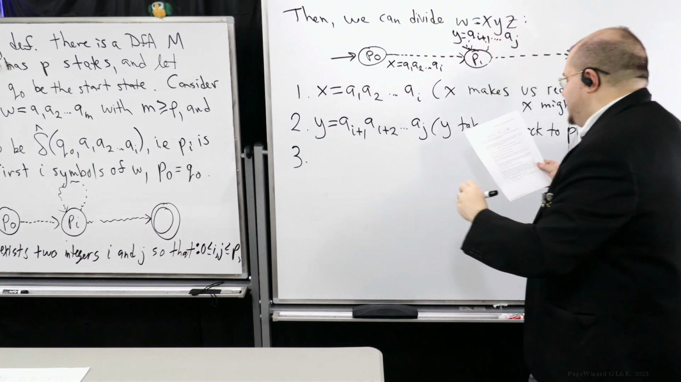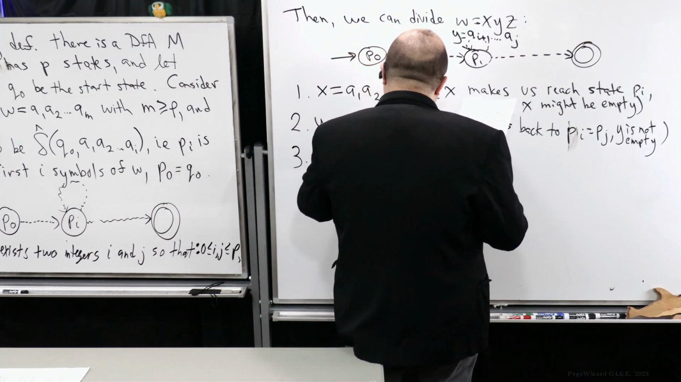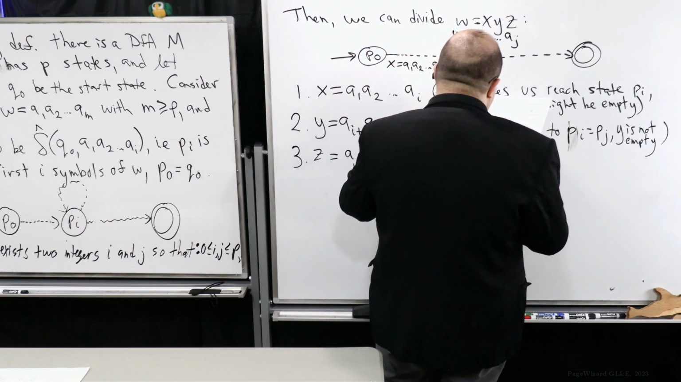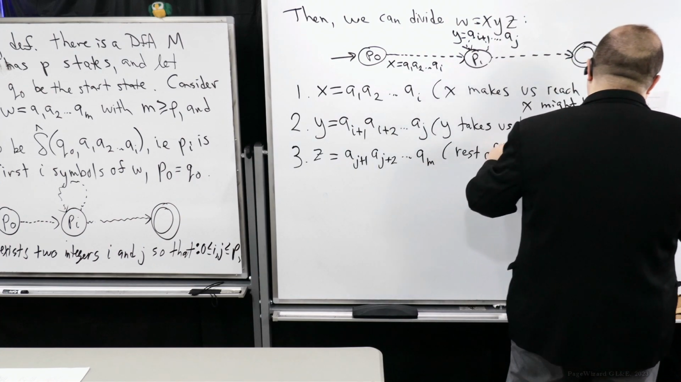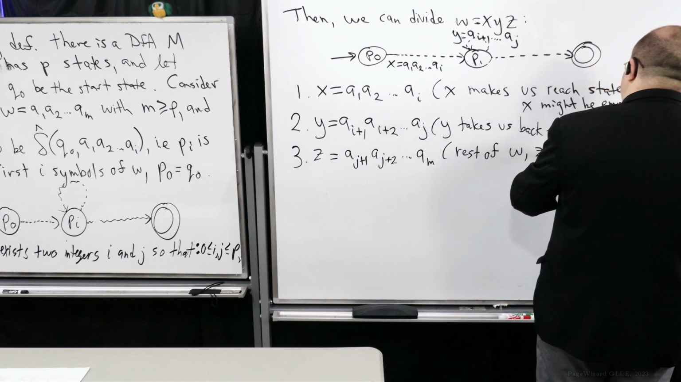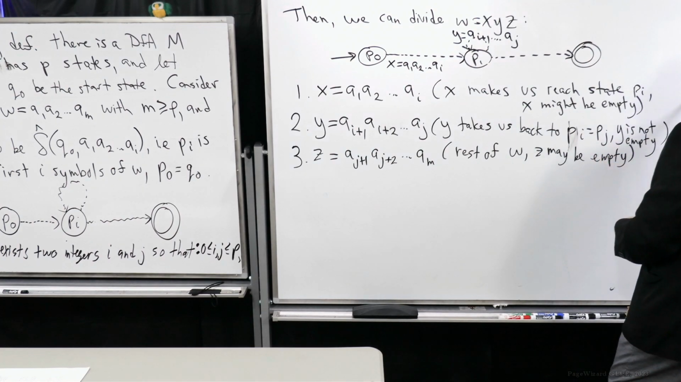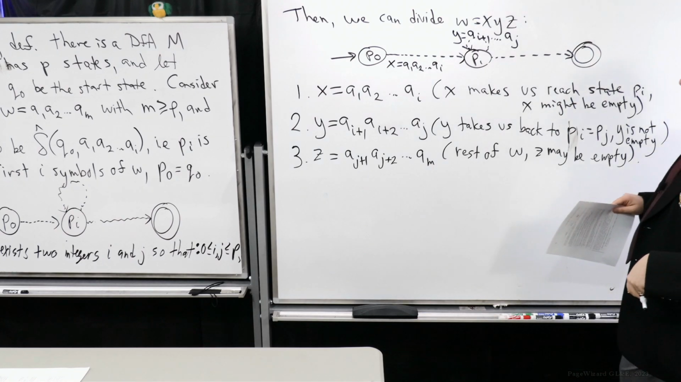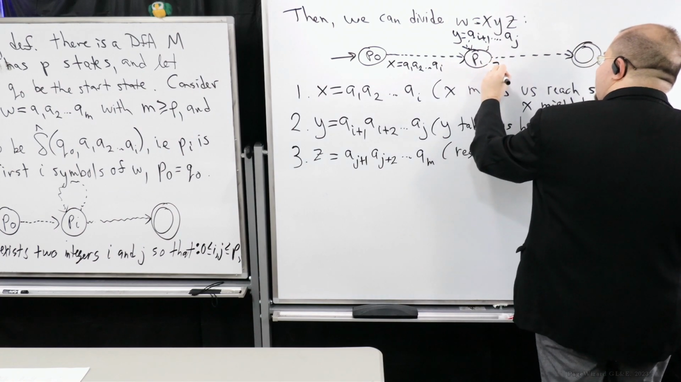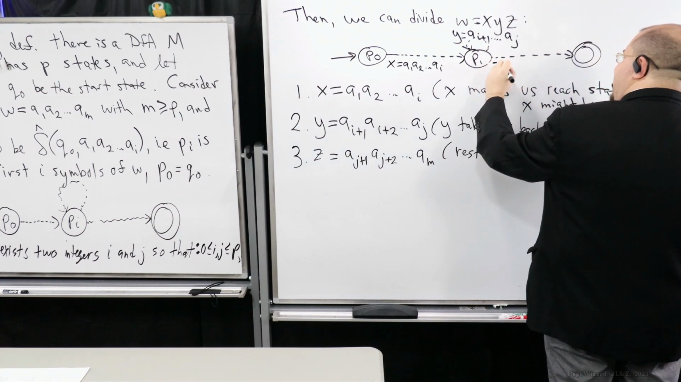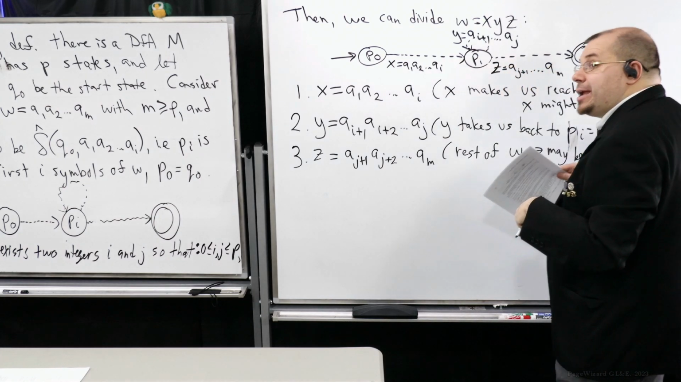Then the third part. z is a_{j+1}, a_{j+2}, all the way up to a_m. So this is simply the rest of w. Again, z may be empty. Now I've shown you how you can decompose or dissect, whatever fun word you'd like to use for today, the string into 3 parts.